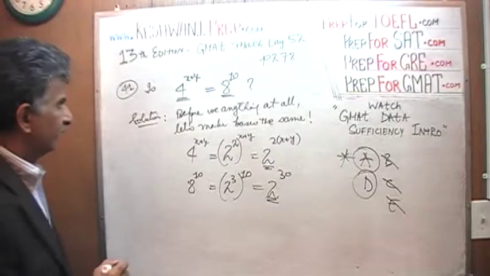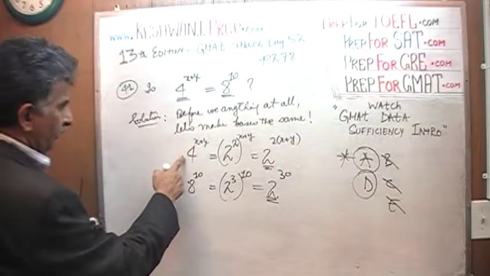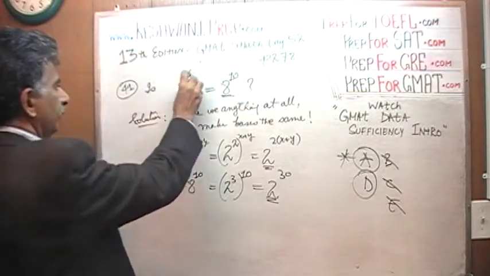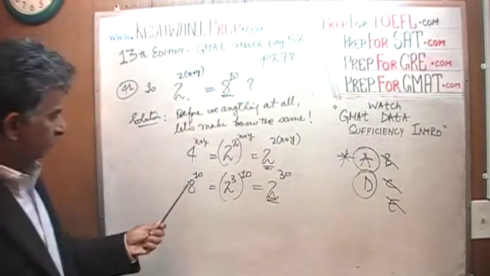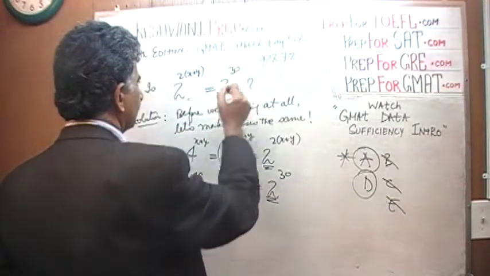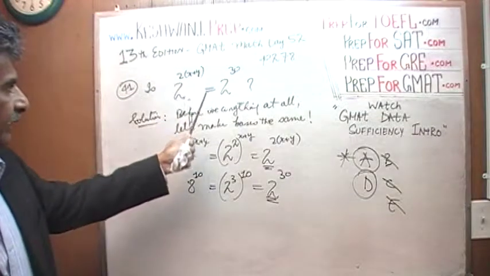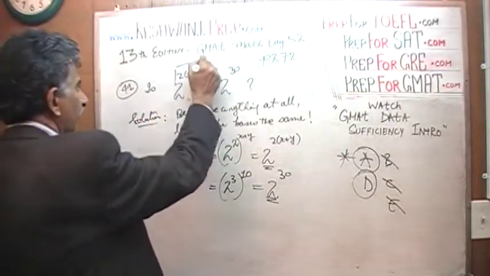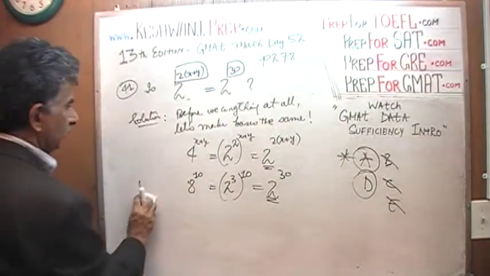the question simply is, so I'm going to rewrite this. 4 raised to x plus y is the same as 2 raised to 2 times x plus y, and 8 raised to 10 is the same as 2 raised to 30. So that's what they're asking. Is 2 raised to 2 times x plus y equal to 2 raised to 30? Well, since the bases are the same, they're basically asking us if this quantity is equal to this quantity. That's what the question boils down to.